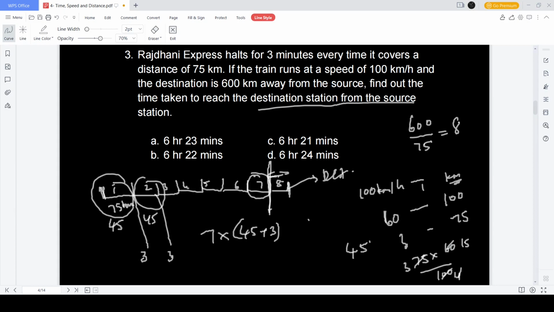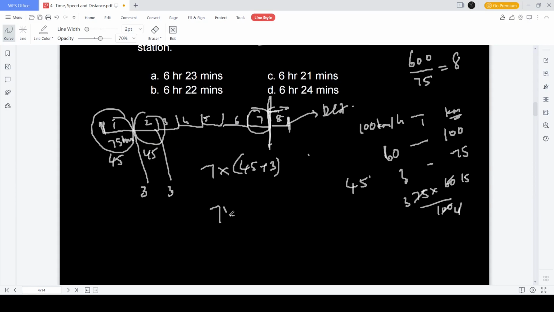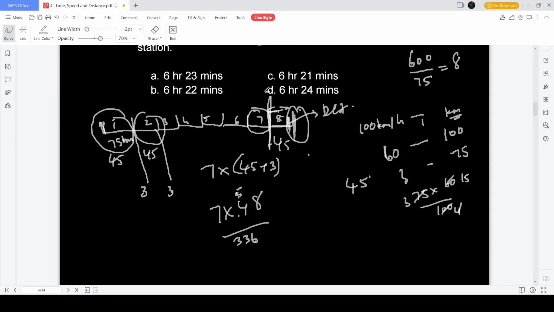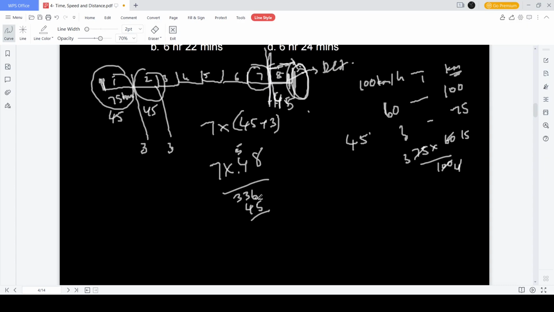So that is nothing but 7 into 48 minutes, that is nothing but 336 minutes. So 336 minutes are done till here. In the last stretch he doesn't have to wait the 3 minutes in the end, so we only add the 45 minutes of travel time. So we end up with 381 minutes till he reaches his destination.